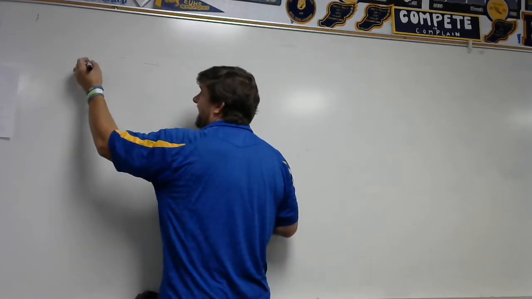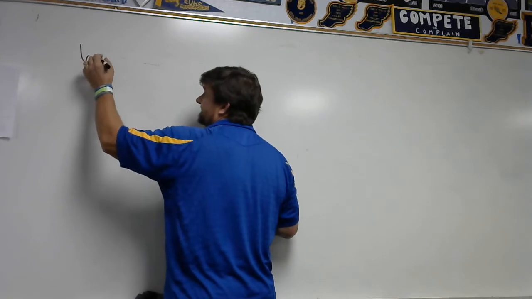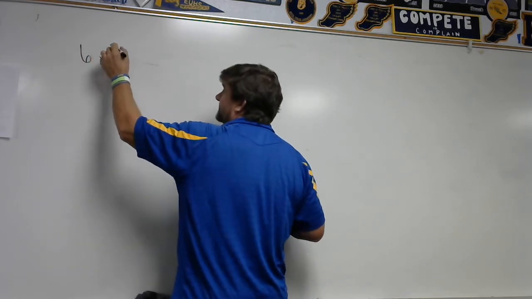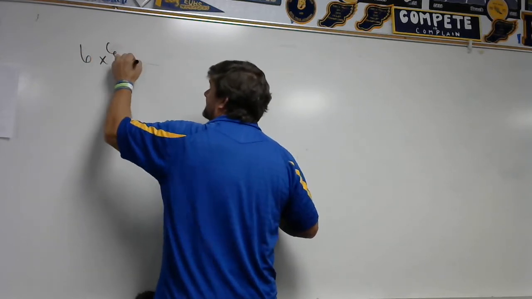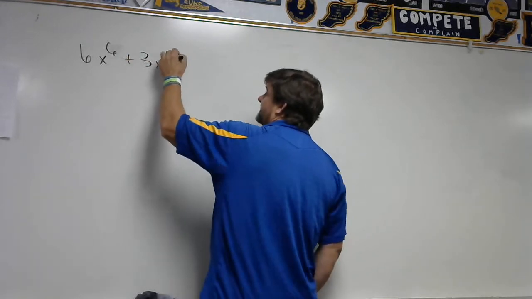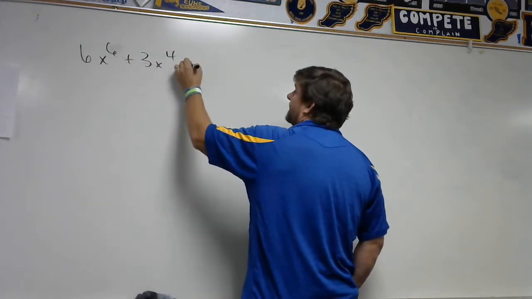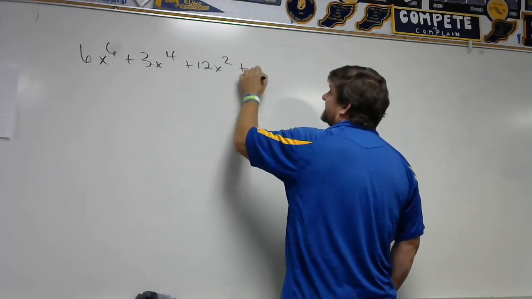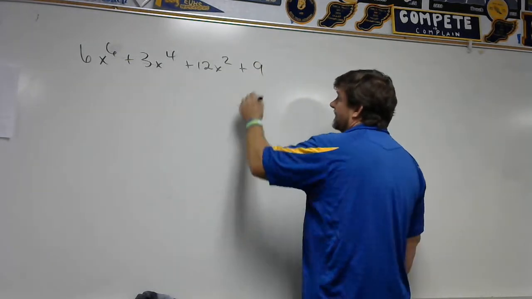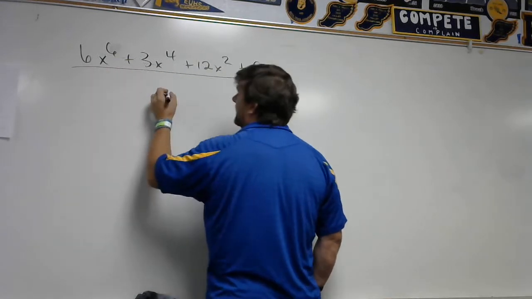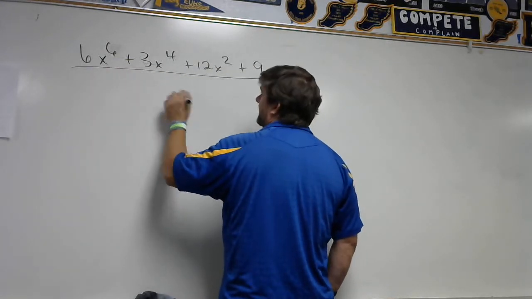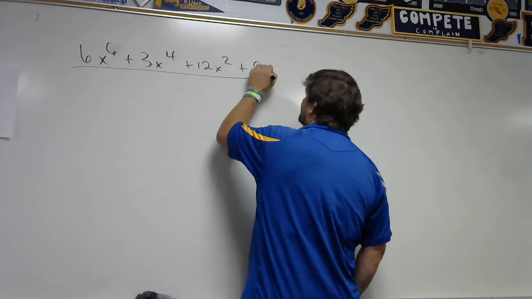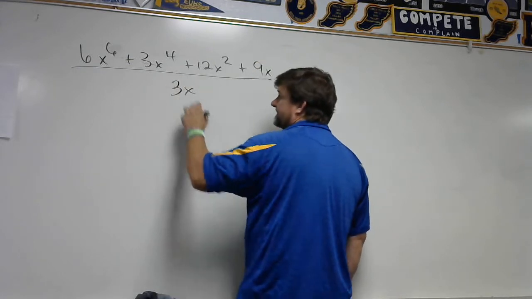One more quick thing about your assignment that I want you guys to see is this. If I have something like 6x to the 6th plus 3x to the 4th plus 12x squared plus 9x, all over 3x.